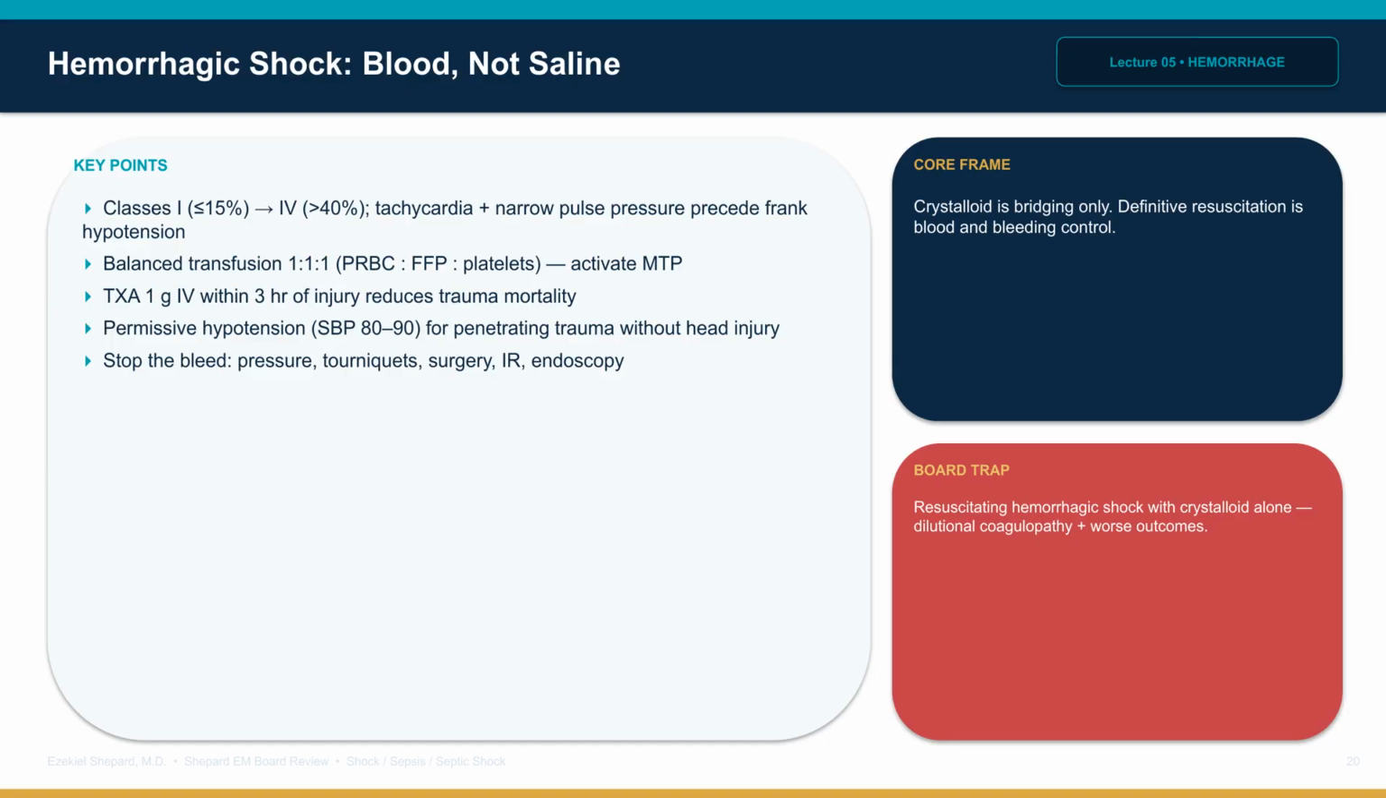Permissive hypotension, with a target systolic of 80 to 90, is appropriate for many penetrating trauma patients without head injury. Stop the bleed with direct pressure, tourniquets, surgical intervention, interventional radiology, or endoscopic control for gastrointestinal bleeding. The board principle is that crystalloid for hemorrhagic shock is bridging only. Definitive resuscitation is blood and bleeding control.